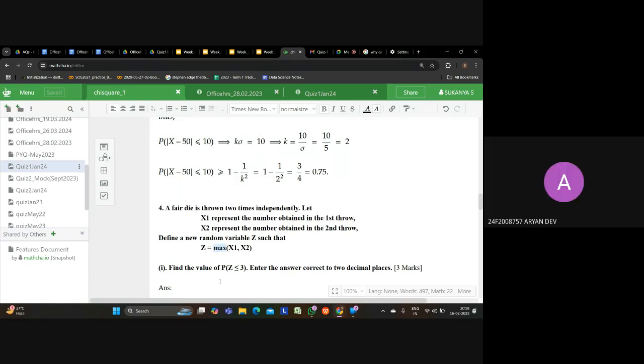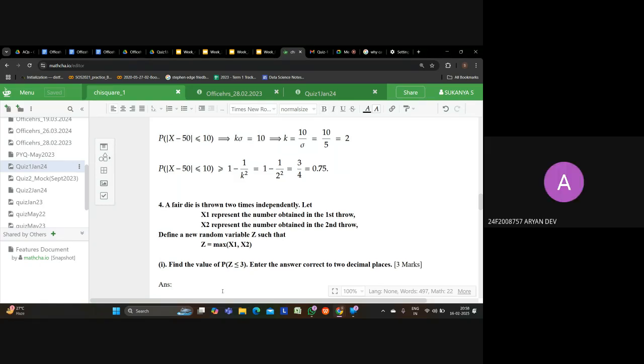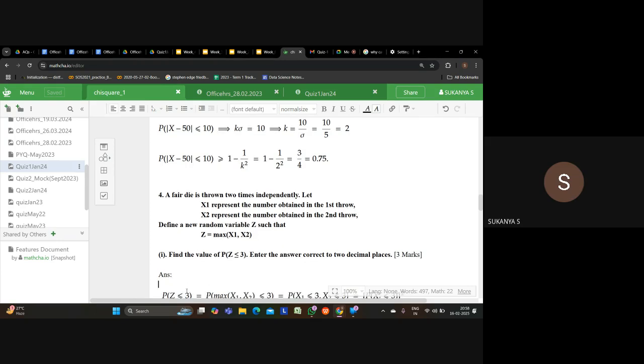For the asked thing, Z should be less than or equal to 3. The probability of Z less than or equal to 3 implies that the maximum is supposed to be less than or equal to 3, right? That is the definition of Z. You can just substitute the definition of Z. So what do you get? Maximum of x1 and x2 should be less than or equal to 3. If the maximum of x1 and x2 is less than or equal to 3, that means x1 is less than or equal to 3 as well as x2 is less than or equal to 3, right? If the maximum value is less than or equal to 3, individually they are also less than or equal to 3.